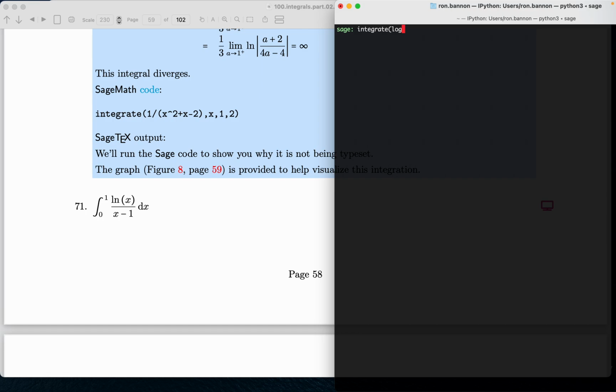Whoops, I made a mistake. I'm actually looking at what I'm typing. That's why I know I made a mistake, by the way. And we're going to divide by x minus 1. Let's see. The variable is x. And we're going to start at 0, and we're going to go to 1. And let's see what happens.